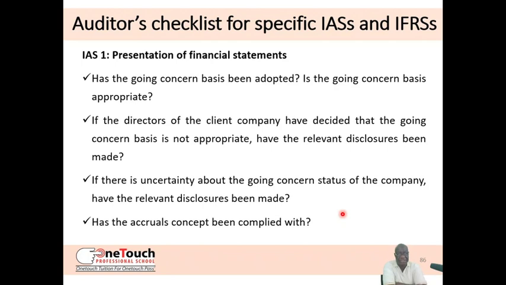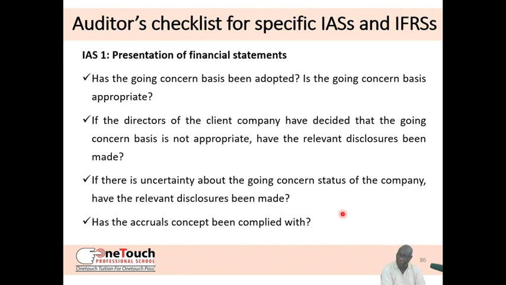So let's go to presentation of financial statements. Has the going concern basis been adopted? If yes, is the going concern basis appropriate? These are the questions you ask yourself. These are the checklists. If the directors of the client company have decided that the going concern basis is not appropriate, have the relevant disclosures been made? If there is uncertainty about the going concern status of the company, have the relevant disclosures been made?